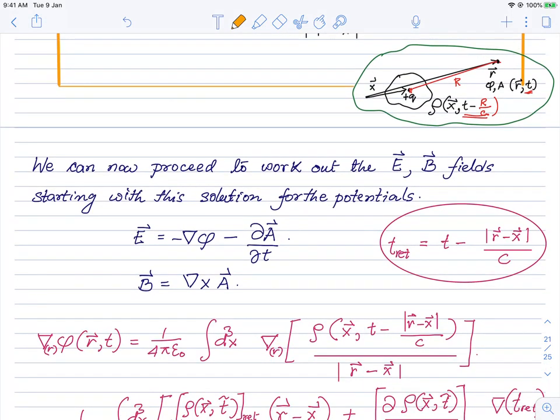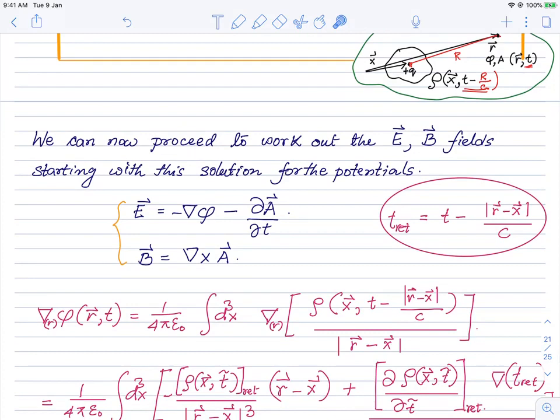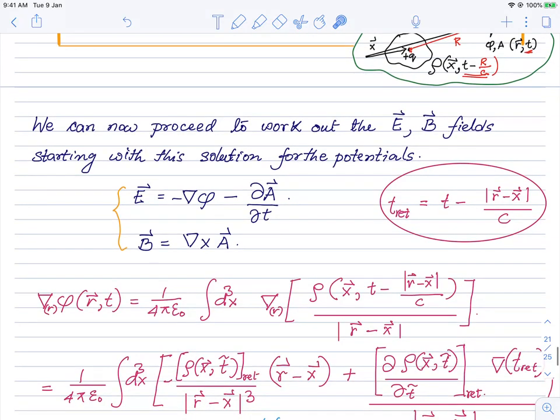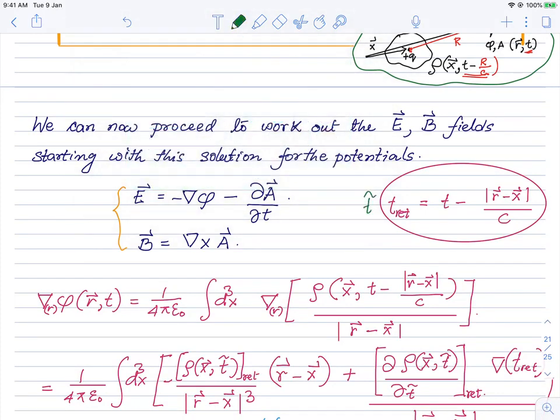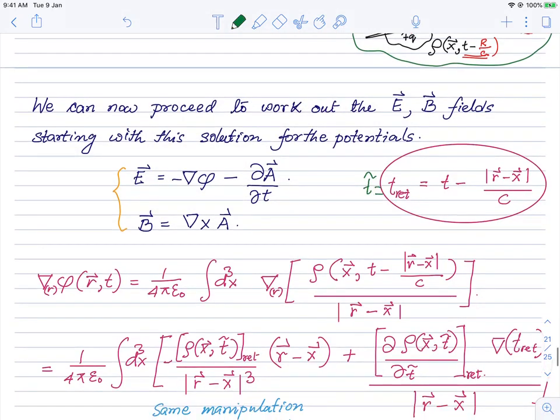We know the formula for the electric and magnetic field in terms of the potentials. This is the formula here. We can just plug it in, and therefore you can find what the solutions are. Basically here, this T tilde, I'm calling T retarded, if you like. This is T tilde, what I've called T tilde before, or T retarded. So this is basically this expression out here: T minus this thing.